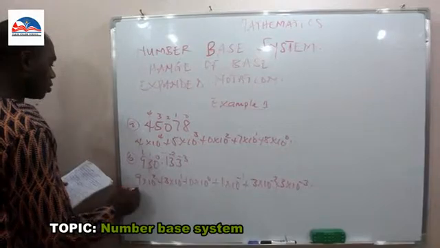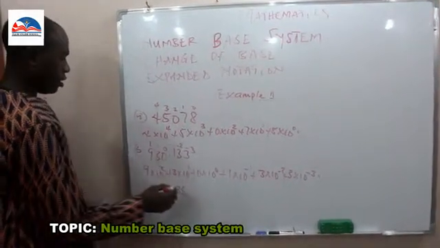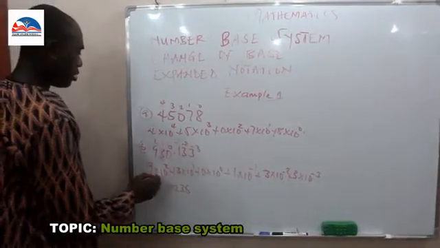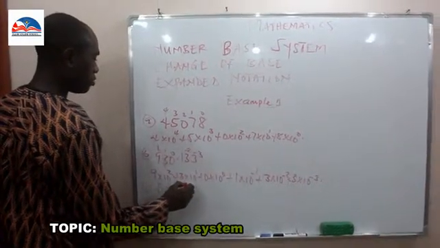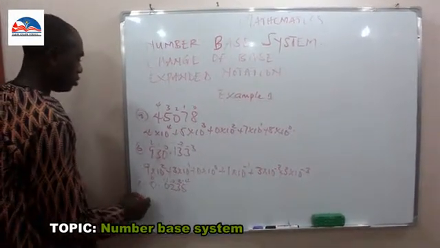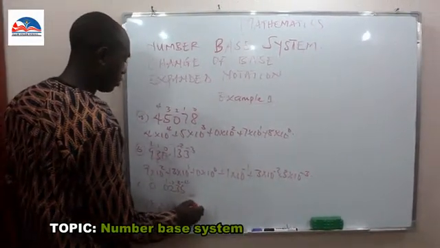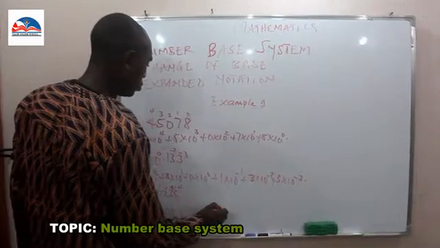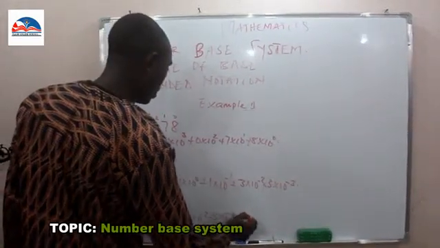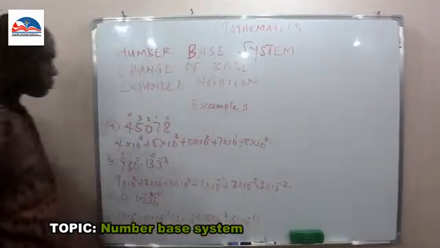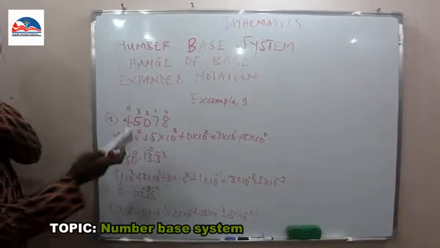And the last question, 0.0235. Now, label this one 0, -1, -2, -3, -4. We start this way: 0 times 10 raised to the power 0, plus 0 times 10 raised to the power -1, plus 2 times 10 raised to the power -2, plus 3 times 10 raised to the power -3, plus 5 times 10 to the power -4. This is how to do the expanded notation form.